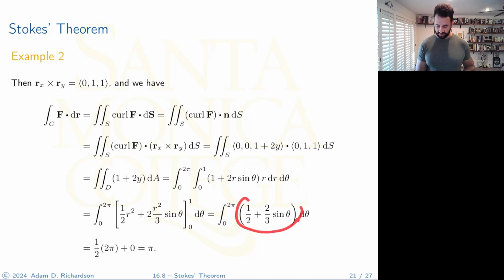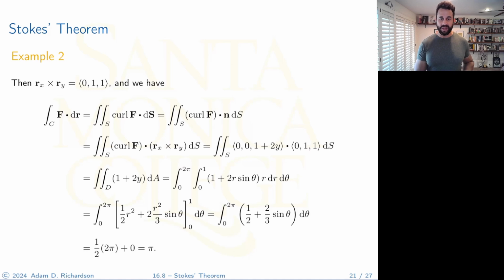And then this is another fairly straightforward integral to compute, just a single integral. When you go through that application of FTC2 and simplify, you get pi. So there we go. That's it. So Stokes' theorem to the rescue.